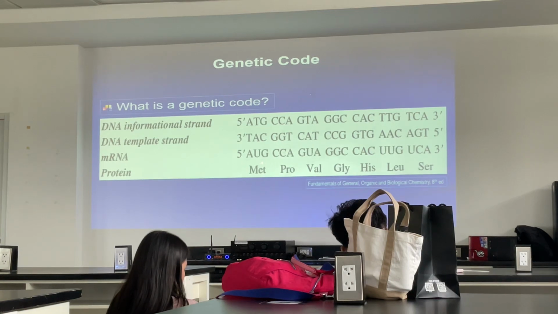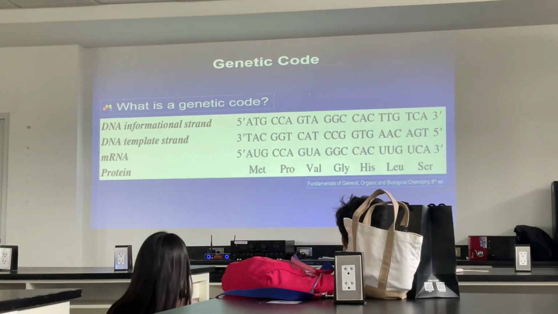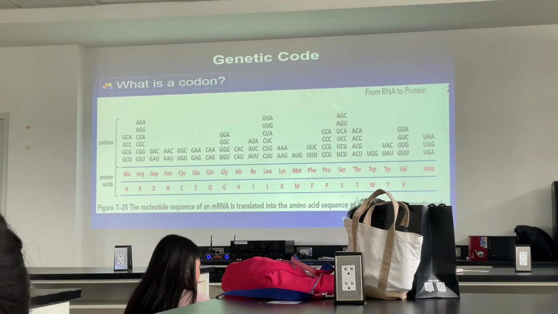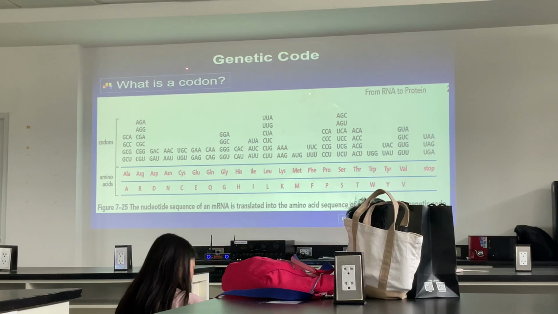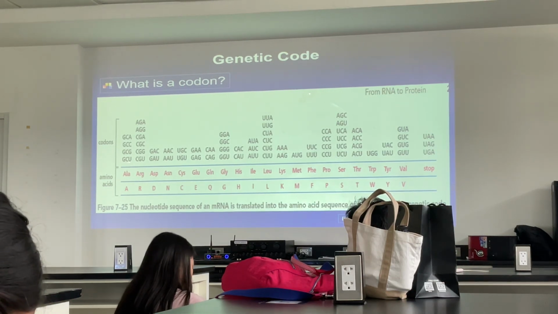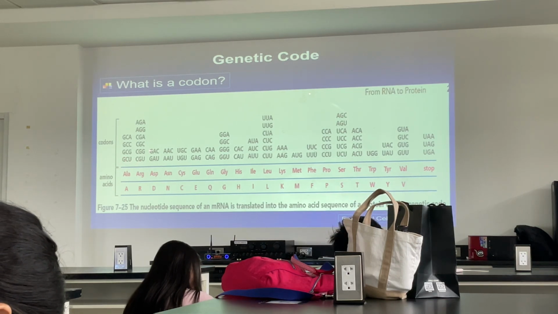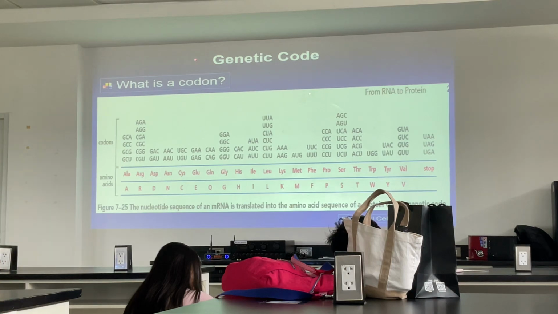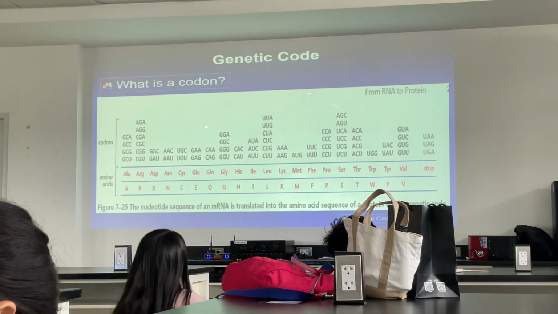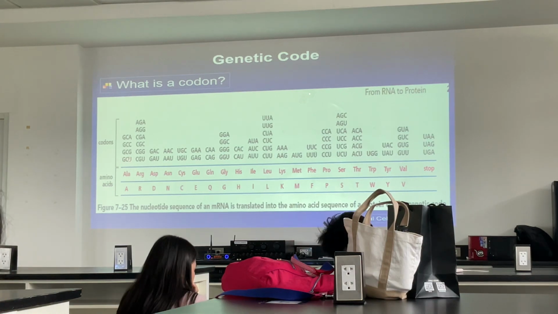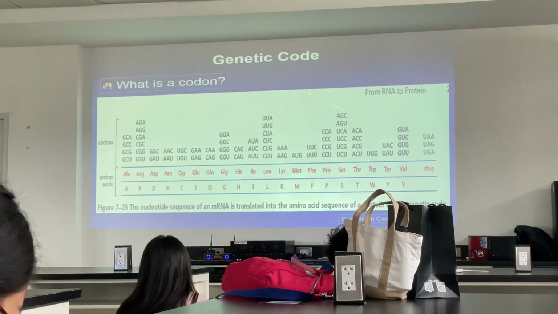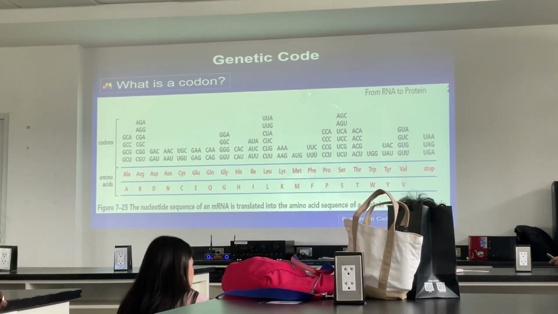And a triplet of nucleotides in your mRNA, we call it a codon. So what is a codon? A codon is a triplet of nucleotides. When we say triplet, 3 nucleotides. So a codon, in other terms, is defined as a sequence of 3 consecutive nucleotides found in the mRNA molecule that will dictate the synthesis of proteins.